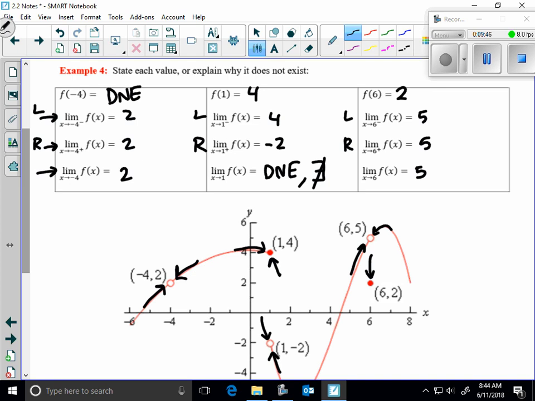Now, like we had over here, it doesn't have to exist, or it could be just a jump discontinuity. That's okay. The limit still exists as long as the left side and the right side agree. Let's keep moving.